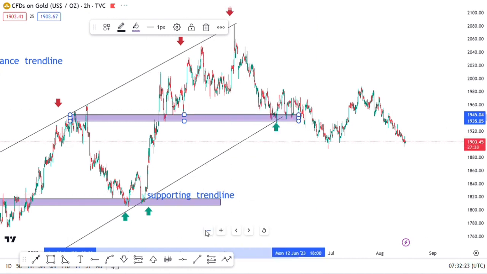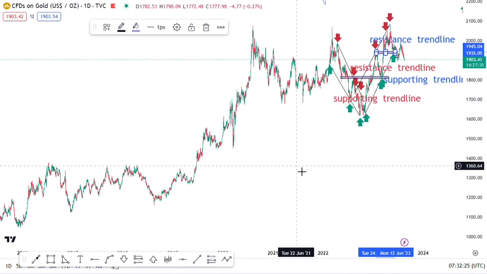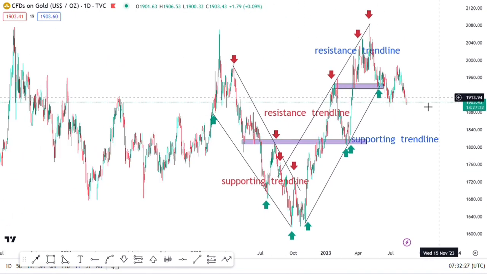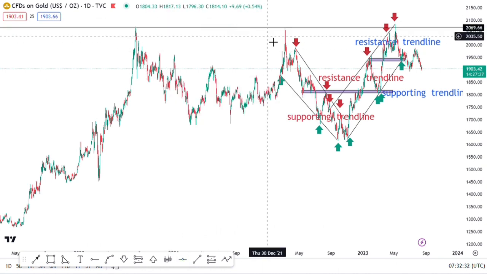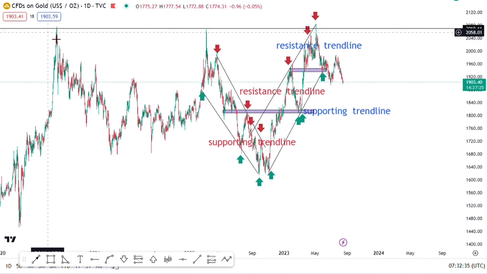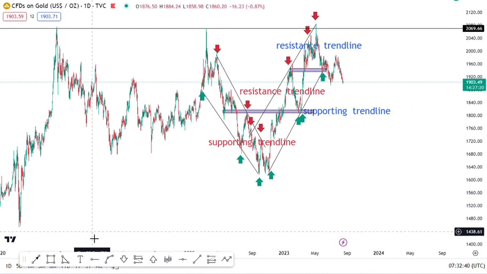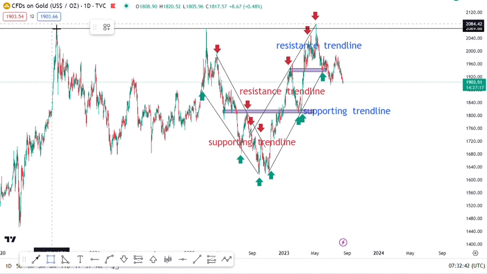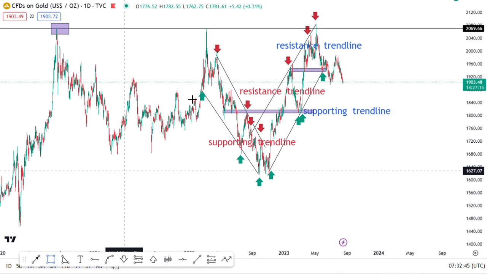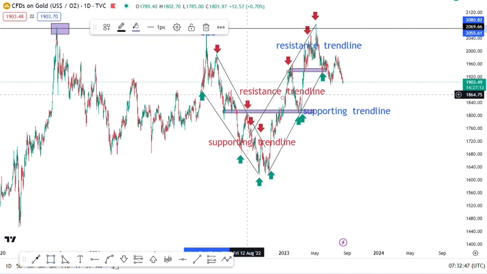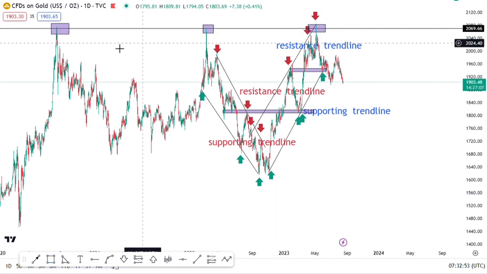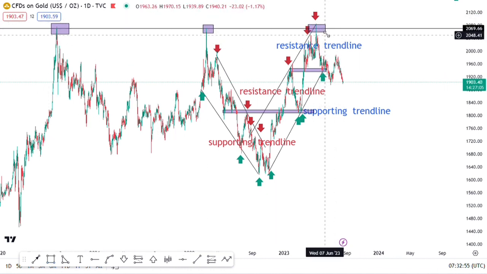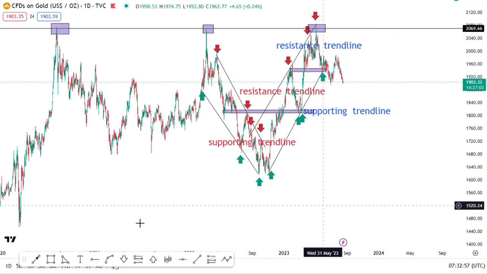I want to just show you something. Let's go back on a daily time frame, and I want to show you the power of the third touch. See, 1, 2, and then 3, this was my third touch. First, second, and then third touch. On a third touch, we expect a big push towards the downside or the upside.